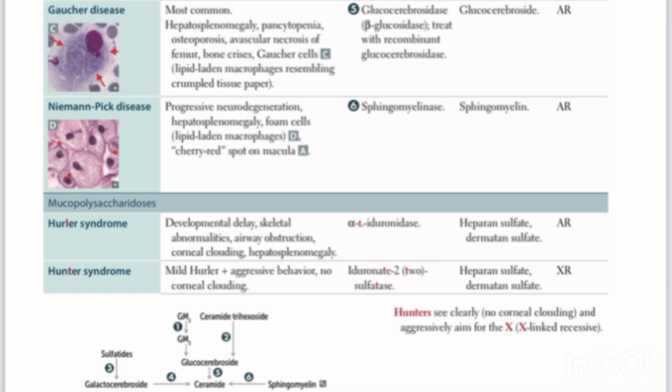In Hunter's syndrome, enzyme deficiency is iduronate 2-sulfatase. Accumulated substances are heparan sulfate and dermatan sulfate. Milder than Hurler's, with aggressive behavior, and no corneal clouding is seen here. It is X-linked recessive. Now, all lysosomal storage disorders are autosomal recessive except Fabry's disease, which is X-linked recessive. All mucopolysaccharidoses are autosomal recessive except Hunter's disease, which is X-linked recessive.